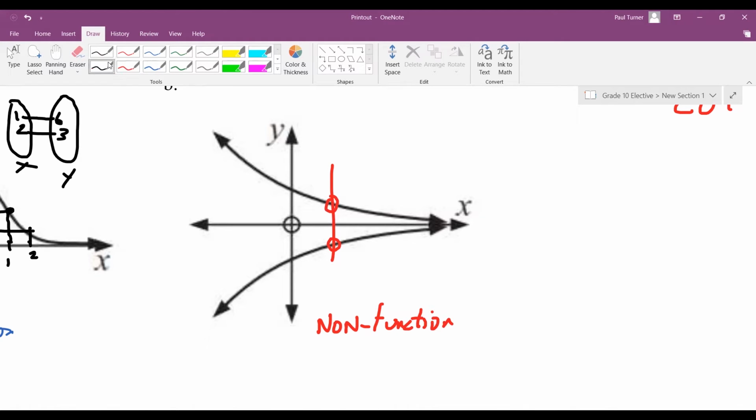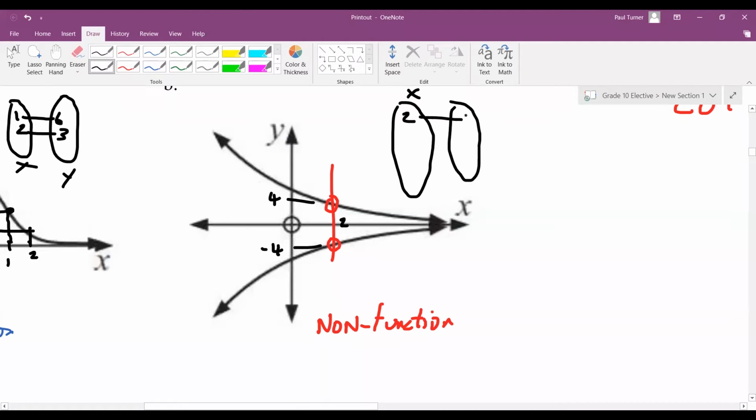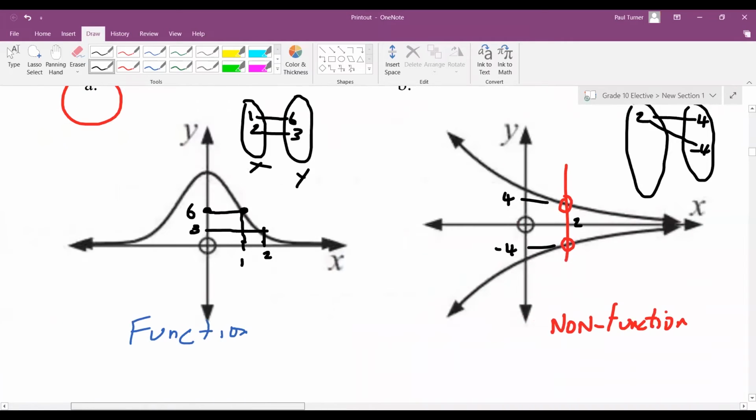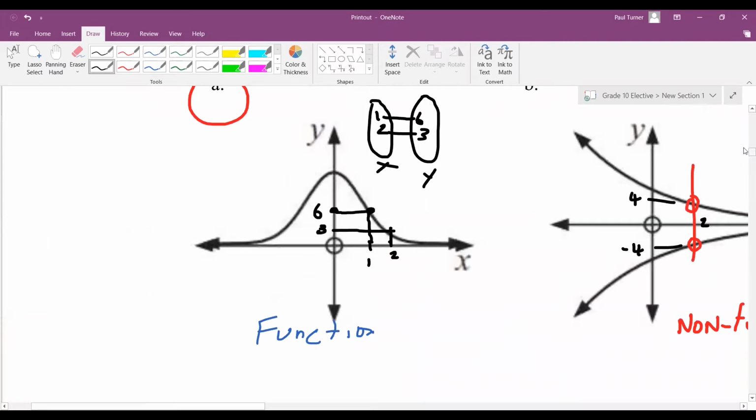So if we were to make an example, if this was 2, this value could be 4, and this could be -4. So when you do your relation diagram, that value 2 will actually go to 2 values, which is not allowed. Okay, so you can't have your X value going to 2 Y values like that. So that's not a function, that graph. It may have an equation, but I don't know what it is, but it's not a function.